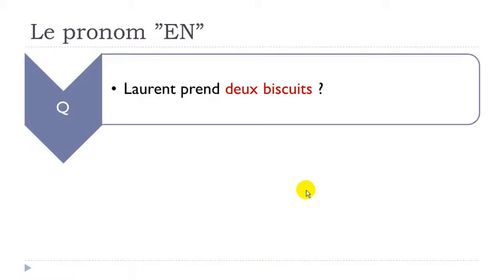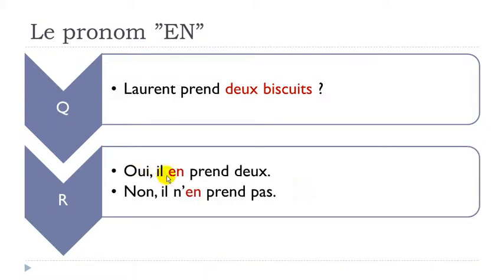Laurent prend deux biscuits. Oui, il en prend deux. Okay, so in that case, you've got to put the amount. Il en prend deux. So it would be the same if you would have trois biscuits, three. In that case, you would put oui, il en prend trois. But then keep in mind that if you put the negative answer, non, il n'en prend pas, so you don't need to state the amount. Okay, il n'en prend pas.